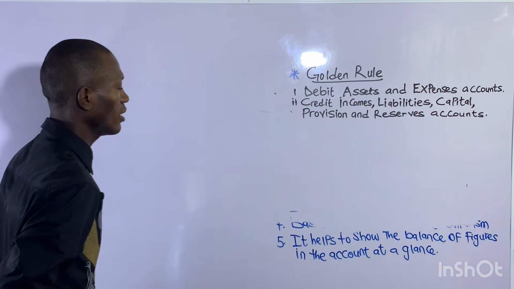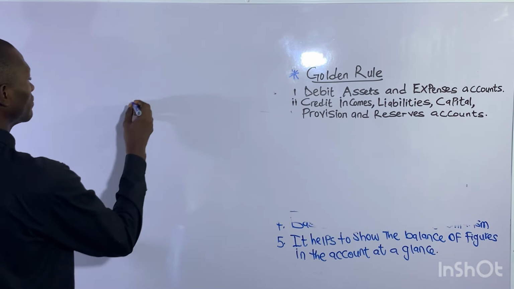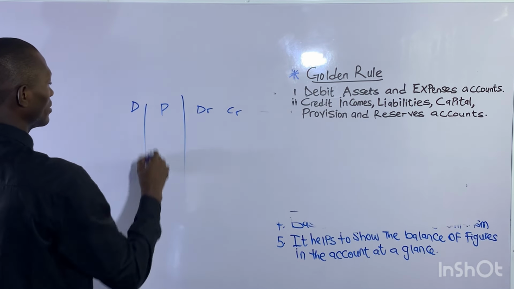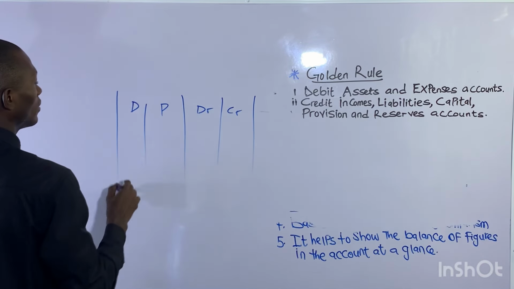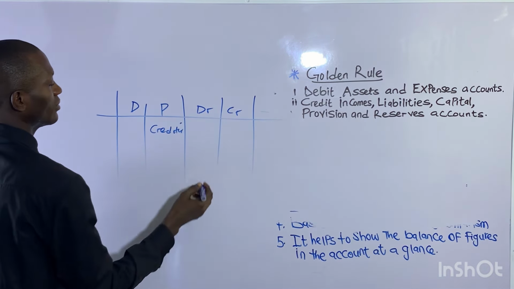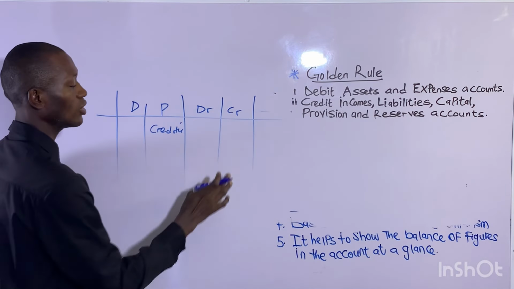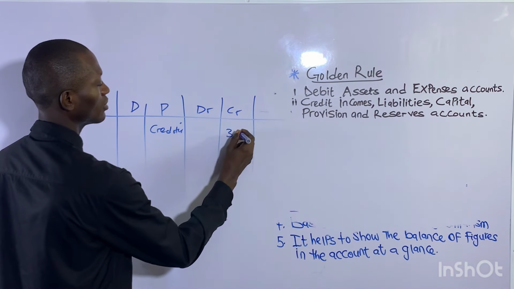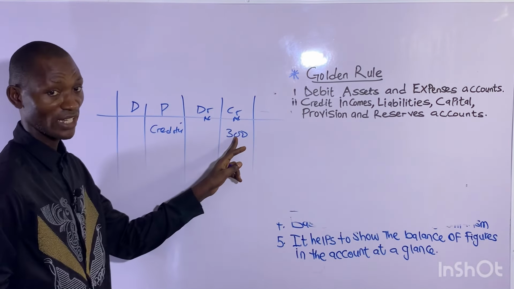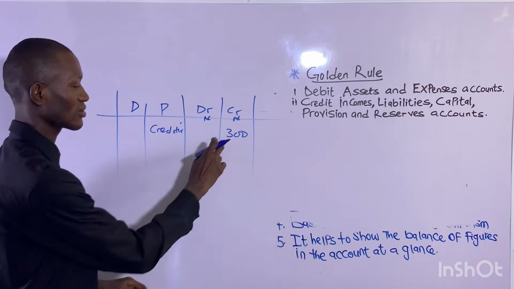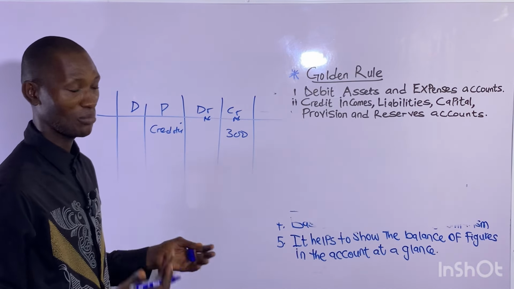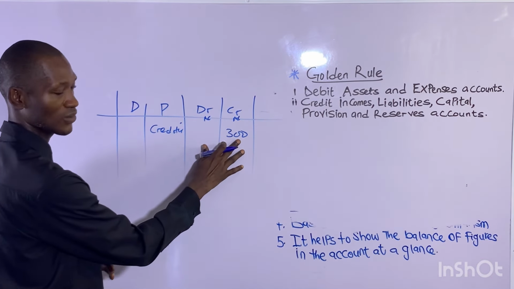So let's say we have a trial balance. We have dates, we have particulars, we have debits, and we have credits. Let's say this is the creditor, and creditor is a liability, and all liabilities are credited. Let's say that's 300. Now this 300 in the creditors on the trial balance shows that this is the balance in the creditors account at the end of the period. That's what it shows, 300.